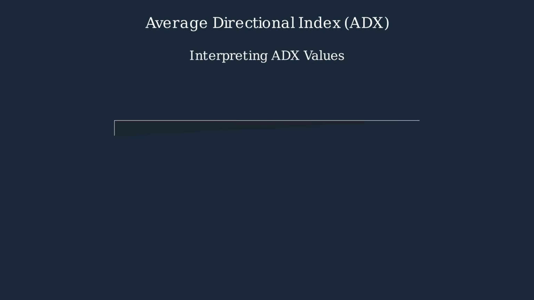ADX values range from 0 to 100, with higher values indicating stronger trends. ADX readings below 20 suggest a weak or non-existent trend. Markets may be moving sideways or experiencing frequent reversals.